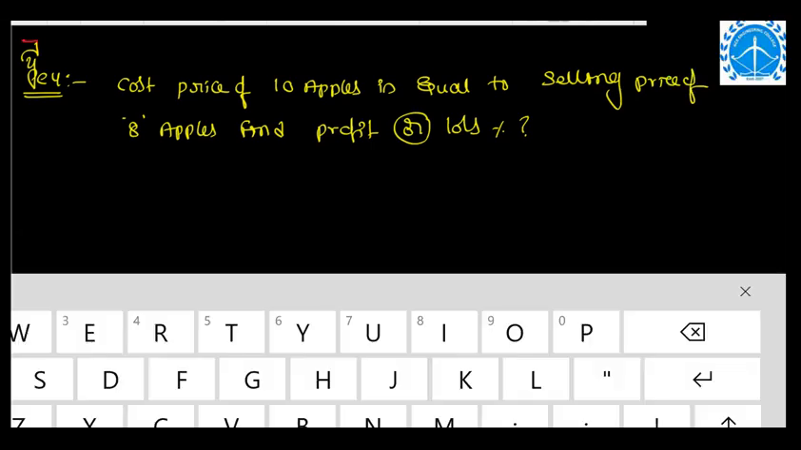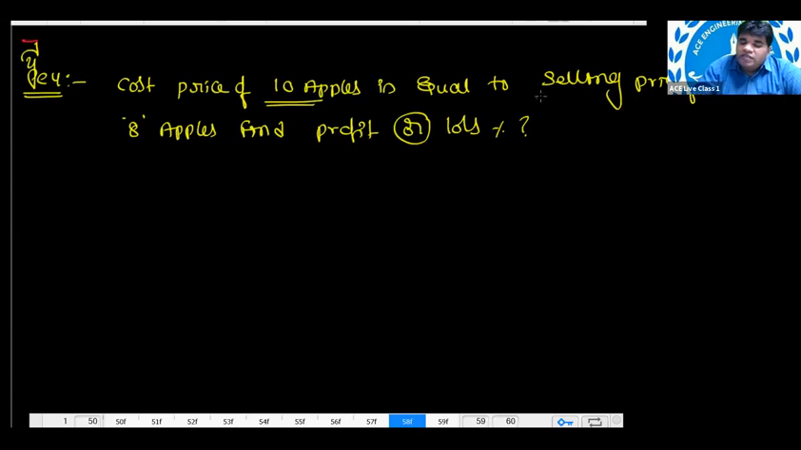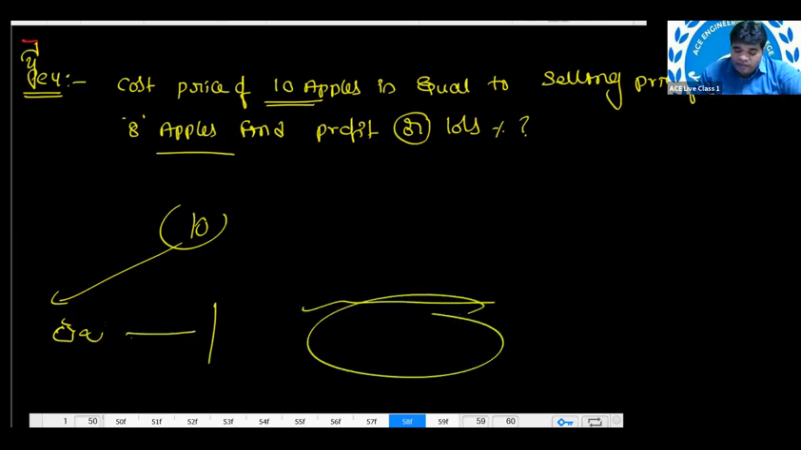So cost price of the 10 apples is equal to the selling price of the 8 apples, meaning you are the shopkeepers. In a profit and loss concept, we are the shopkeepers, not the customer's point of view. I purchased 10 apples for 100 rupees, so in my shop I have 10 apples. I sold 8 apples, I got 100. In my shop, remaining how many apples? 2 apples. Got my point of view?